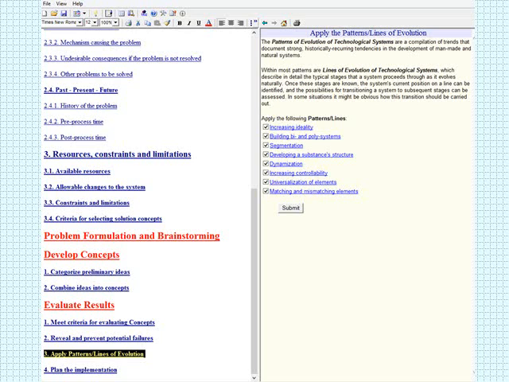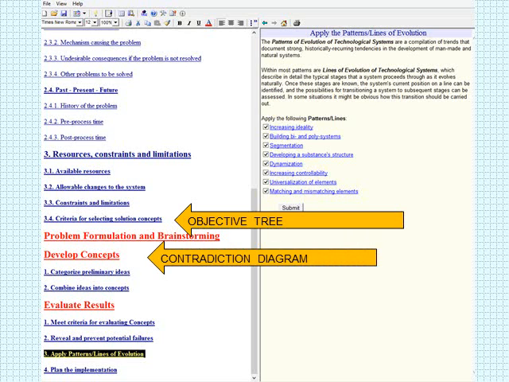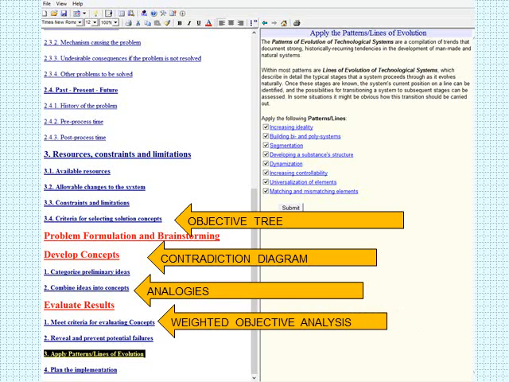I hope you've noticed that as you study the outline within the Innovation Workbench, each of the headings and each of the steps align relatively well with the tools and the lectures that we've covered this semester. For example, the criteria for selecting solution concepts is what the objective tree lecture was about. Developing concepts, that's why we learned contradiction diagrams and the 40 inventive principles and the separation principles. Combining ideas into concepts, we studied a number of different approaches, including the analogies approach. Meet criteria for evaluating concepts, that's the weighted objective analysis lecture.